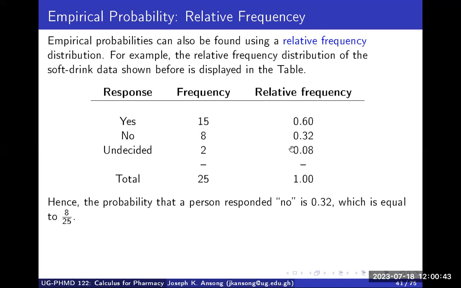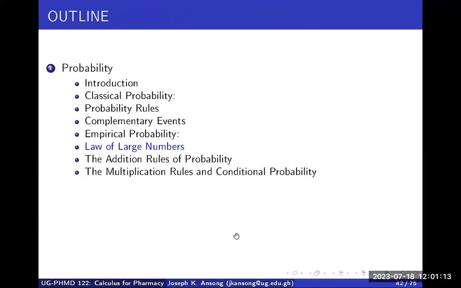So these are basically probabilities. The sum should give you 1, right? As we saw in one of the rules. So the probability that a person responded yes can just be picked, or no can just be picked from the relative frequency. That is just 0.32. All right. And this is actually equal to the 8 over 25 that we computed before. Okay, so you could use this as well. This is an alternative way of computing the probabilities.